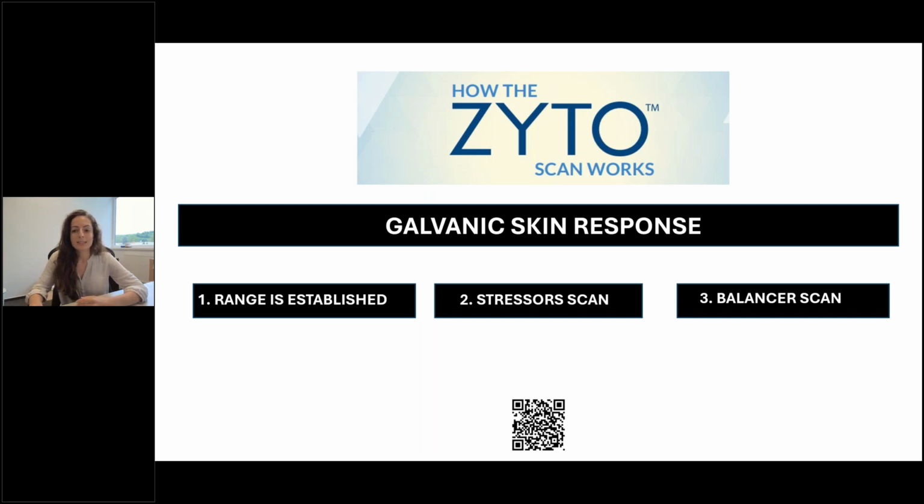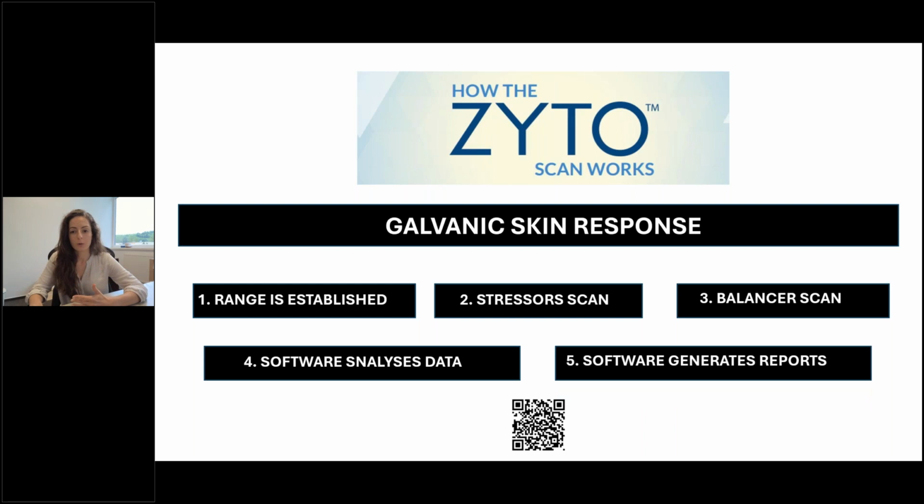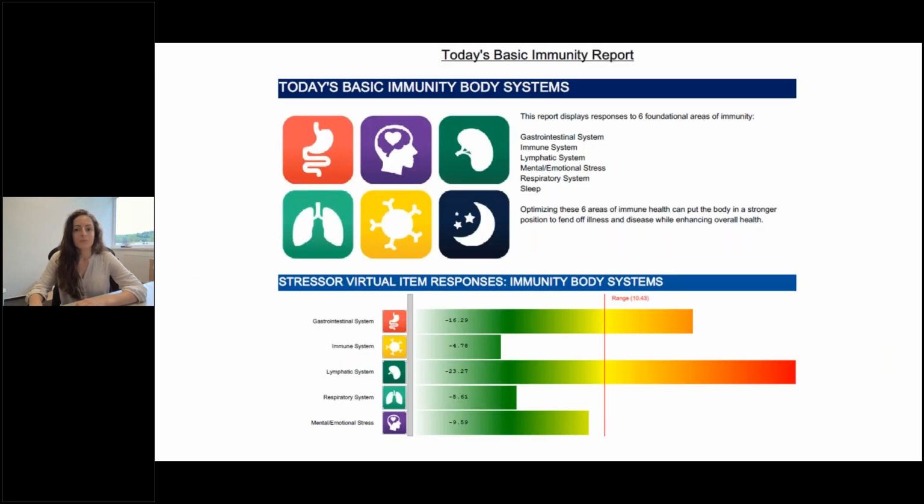And after all of this is done, step number 4 is just the system analyzing the data. And step number 5 is what we have been waiting for. The Zyto software generates reports that will display the results of this scan for you. And there is actually not just one report. There are several reports that you can use in your wellness business.